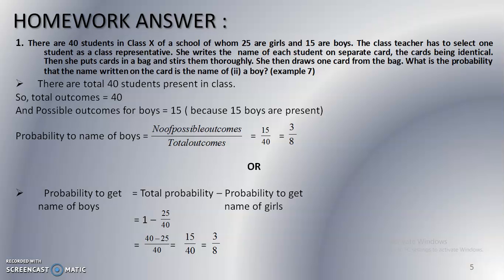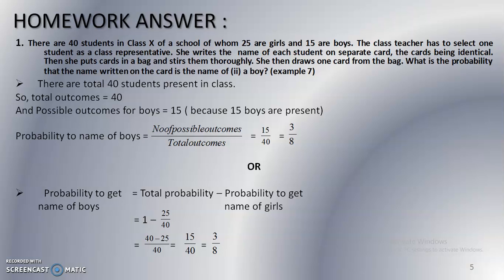It's the homework answer. First question. There are 40 students in class 10th of a school, of whom 25 are girls and 15 are boys. The class teacher has to select one student as a class representative. She writes the name of each student on a separate card, the cards being identical. Then she puts the cards in a bag and stirs them thoroughly. She then draws one card from the bag. What is the probability that the name written on the card is the name of a boy? This is example 7, and the second question was left, for a boy, right?